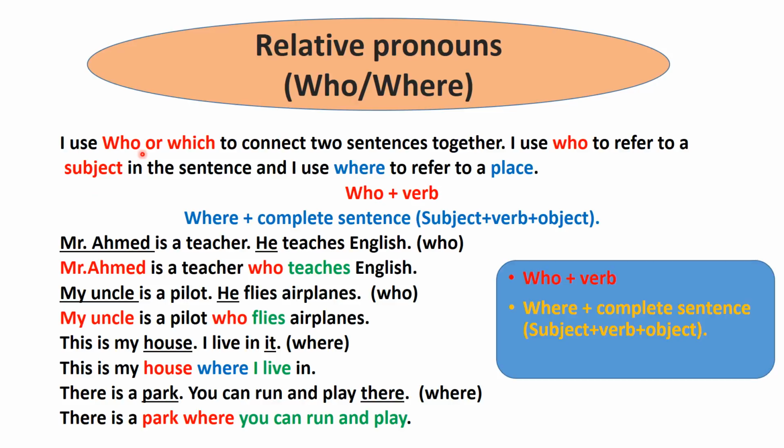So I use who or which to connect two sentences together. I use who to refer to a subject in the sentence. And I use where to refer to a place. So who and where are relative pronouns. I use them to connect two sentences. Let's learn how.